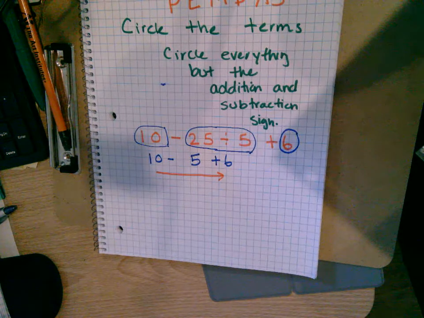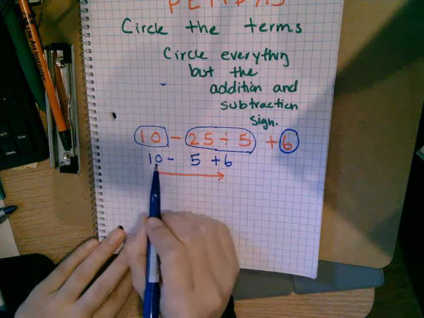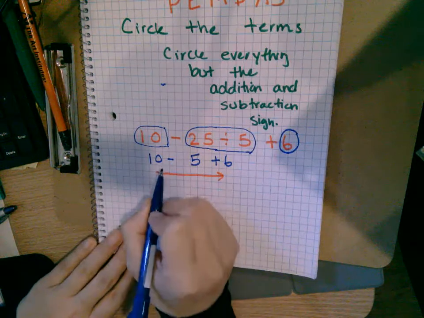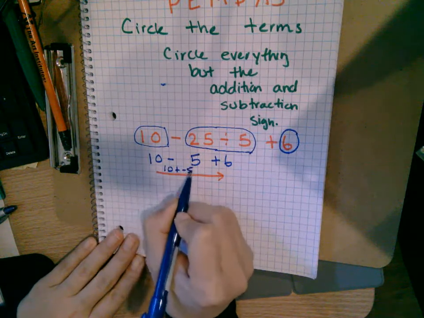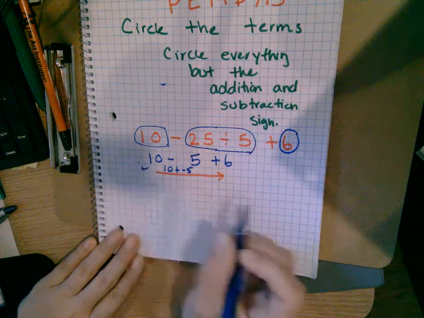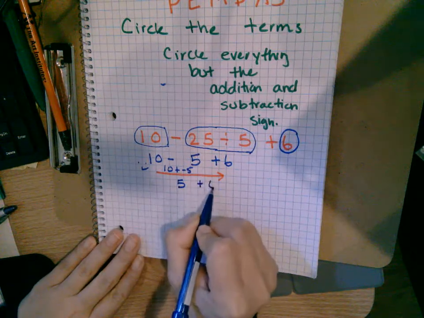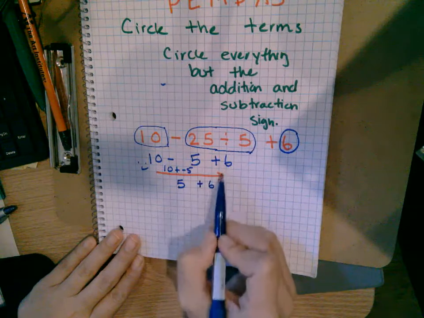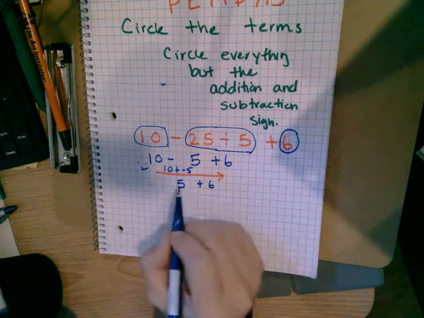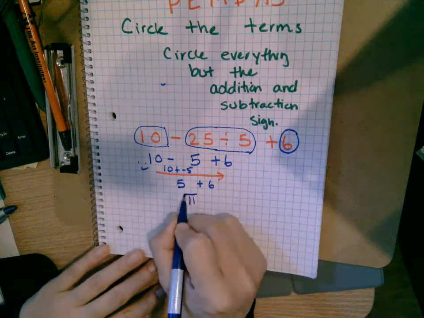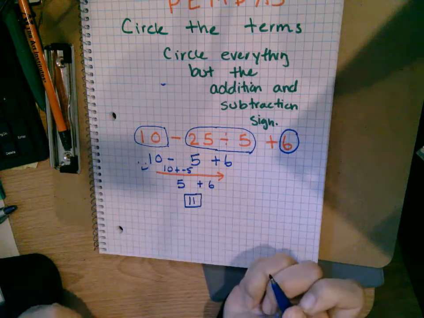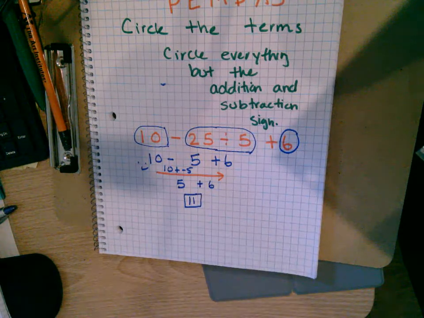All right. So 10 minus 5, you can change it to 10 plus negative 5 if you want to make me super happy. That gives me 5 plus 6. So I just drop down the plus sign, just drop down the 6. So 5 plus 6 is 11. And that's our final answer. Any questions?